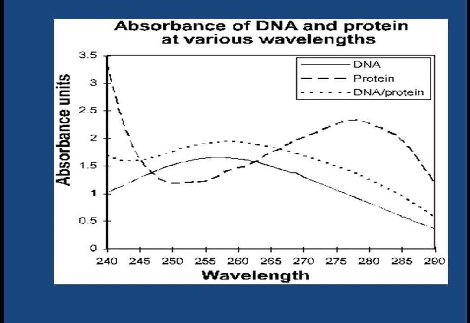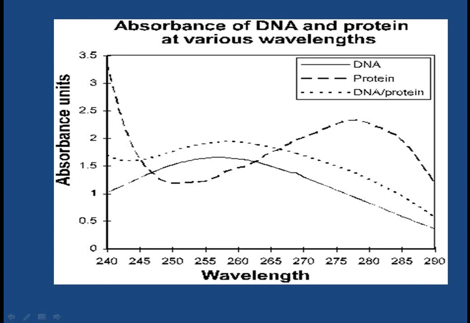Here the picture shows the absorbance of DNA and protein at various wavelengths. You can see three different lines here: one solid line, a second dashed line, and a third dotted line.